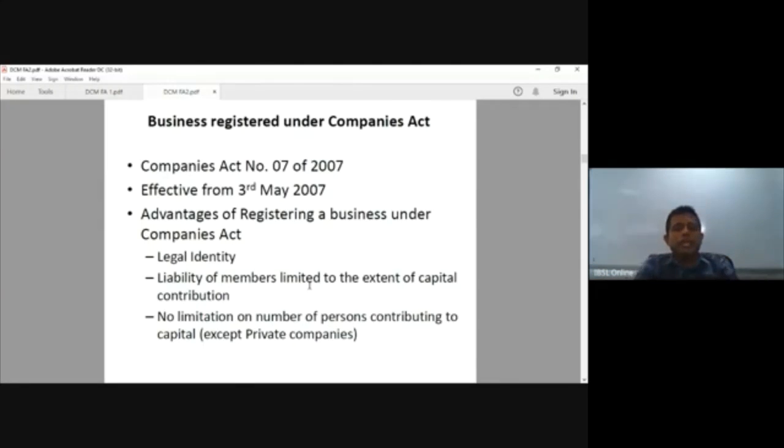Companies registered under the Companies Act. That act is number 7 of 2007, effective from 3rd May 2007. The advantage of registering as a company under the Companies Act: we have a legal entity. Liability of members will be limited to the extent of capital contributed. Then there is no limitation on the number of persons contributing to the capital, right? You can have a variety of people contribute capital, and you can also openly invite all people using an initial public offering, IPO, asking for capital from various people.